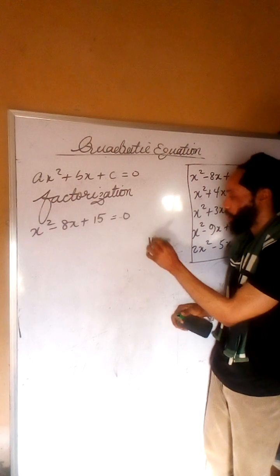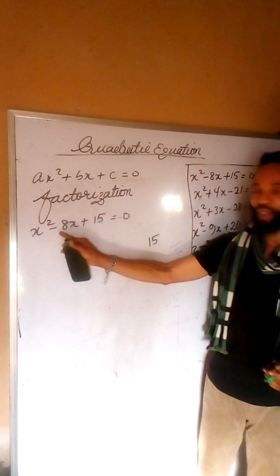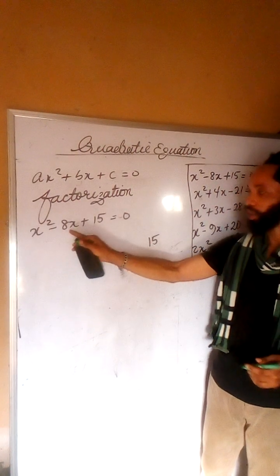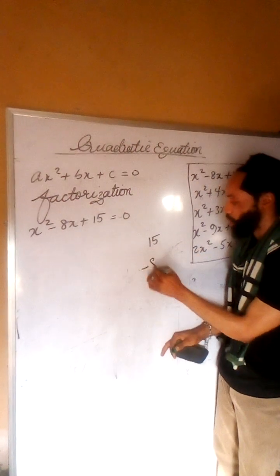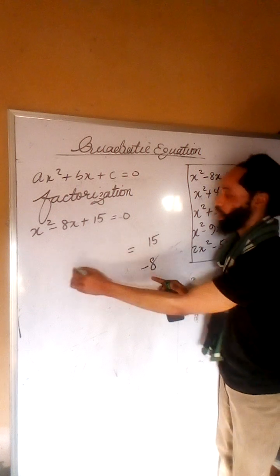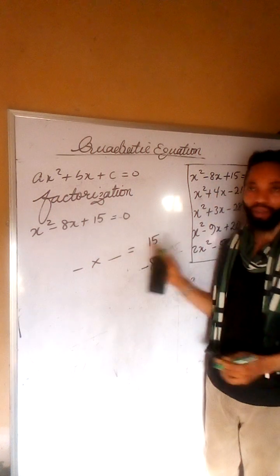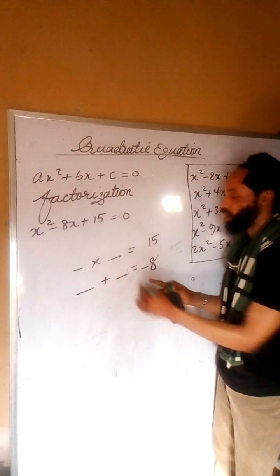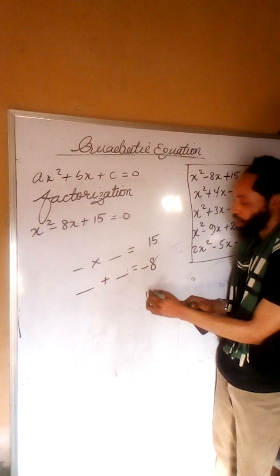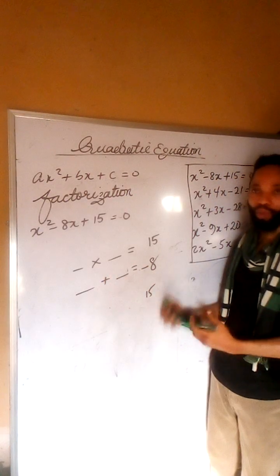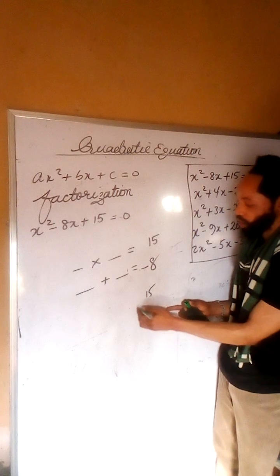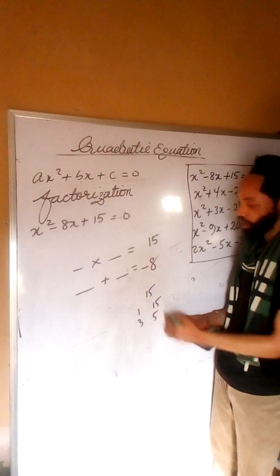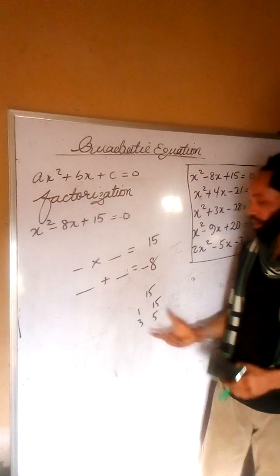Keep that number. Then the second thing you want to do is take the middle term, the linear term, which is minus 8x, so minus 8. Now ask yourself, what two numbers will you multiply to get 15, and what two numbers will you add to get negative 8? The best way to arrive at that is to get the factors of 15. You have 1 and 15, and 3 and 5. I think this is everything about factors of 15.